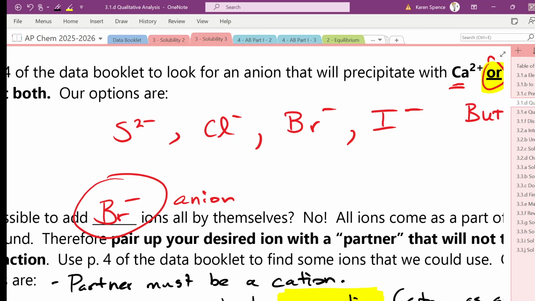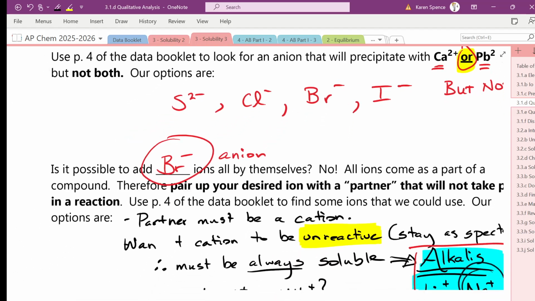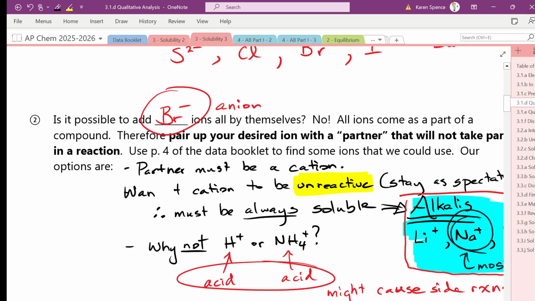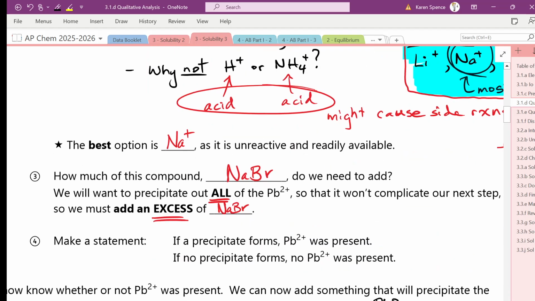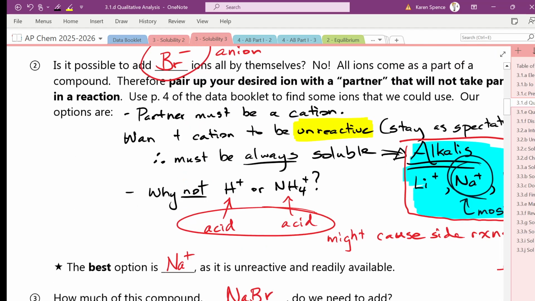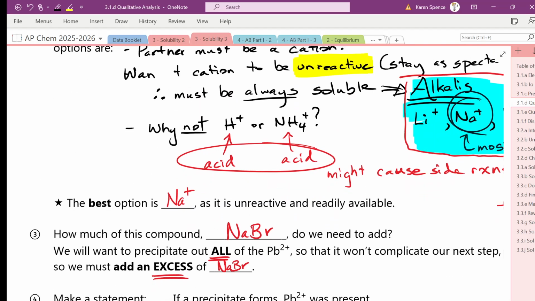And if you remember, we cannot go into the back room and get a jar of bromide ions. They have to come with a partner, and that partner has to be a cation. And who do we use as our partner cation? Sodium. Okay, so always when you need a partner cation, always use sodium. So we had added sodium bromide, and how much did we add? We added an excess. That's going to make sure all the lead is gone.